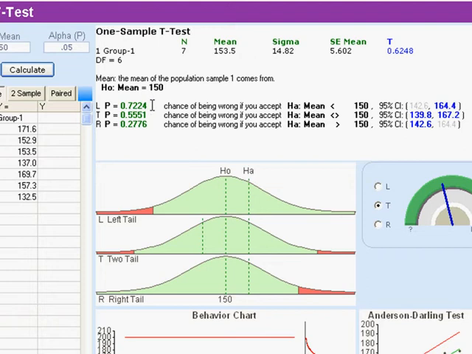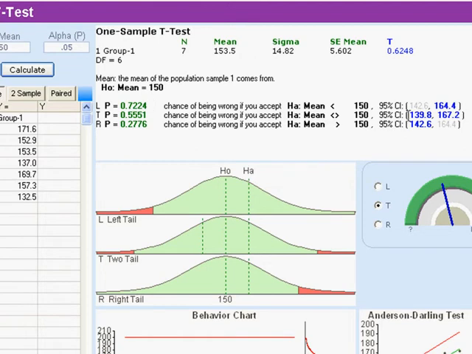Okay, this is a very predictable result if you think about it. It says, as far as I can tell, I cannot tell you that the mean is less than 150. I cannot tell you that the mean is different from 150. And I can't tell you that the mean is greater than 150. Well, what would you expect?